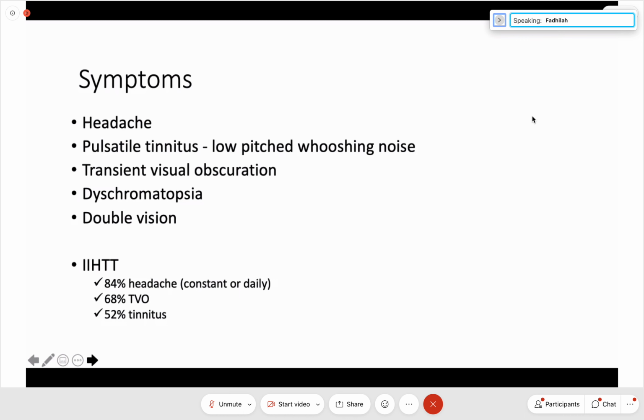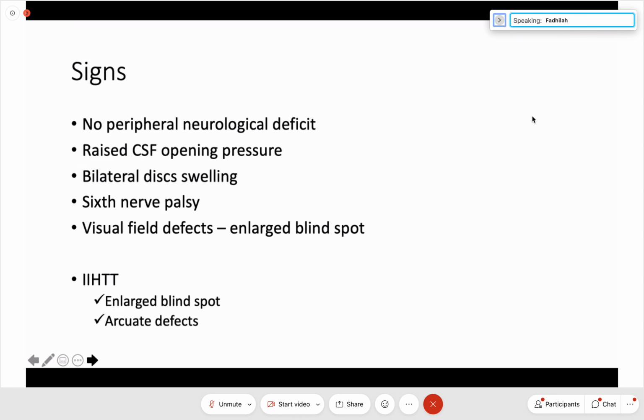68%, very high rate of transient visual obscuration, and 52% of patients complain of tinnitus. Now, what are the signs? They must not have any neurological deficit. That's very important. If they do have some cerebellar sign, some shakiness of the hands, some weakness of the legs, that is not IIH anymore. You have to pursue a different direction.